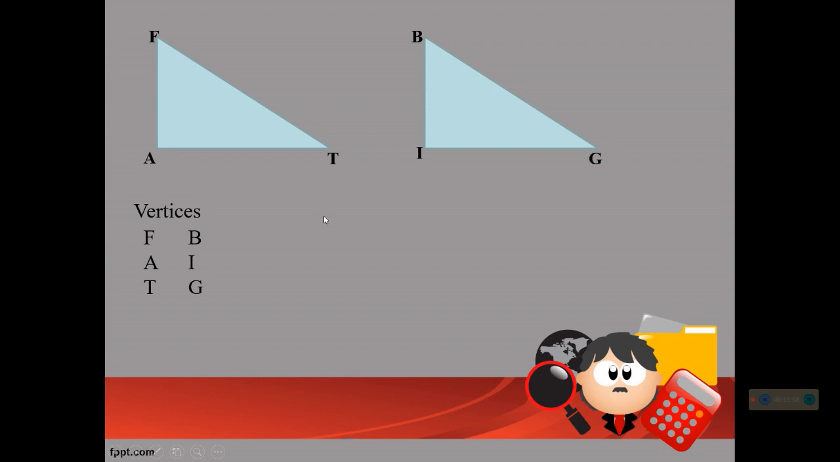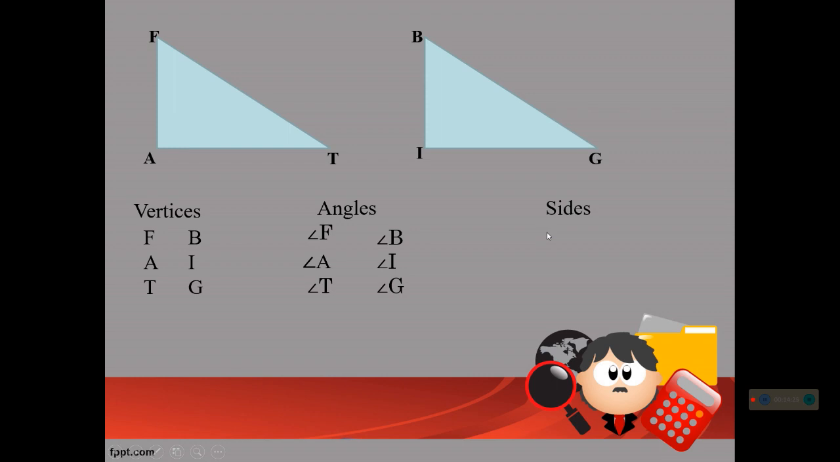Okay? Then on the term of the angles, okay, so we have, let us just have the one letter angle. So we have here angle F, angle A, and angle T on the first triangle. On the second triangle, we have angle B, angle I, and angle G. Okay? And then, let us have the sides. Okay? So, since we already have the parts of the triangles.